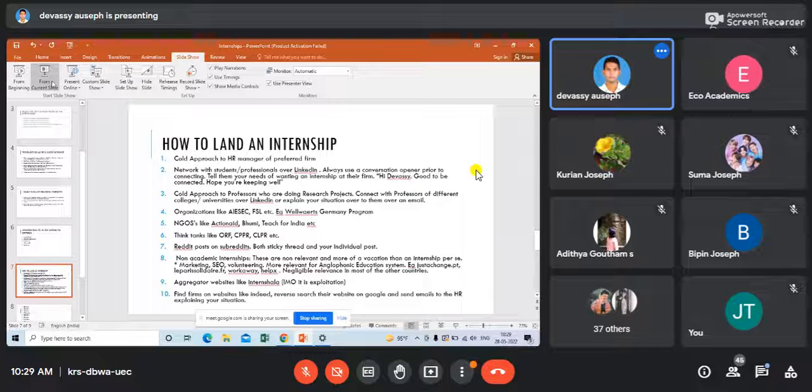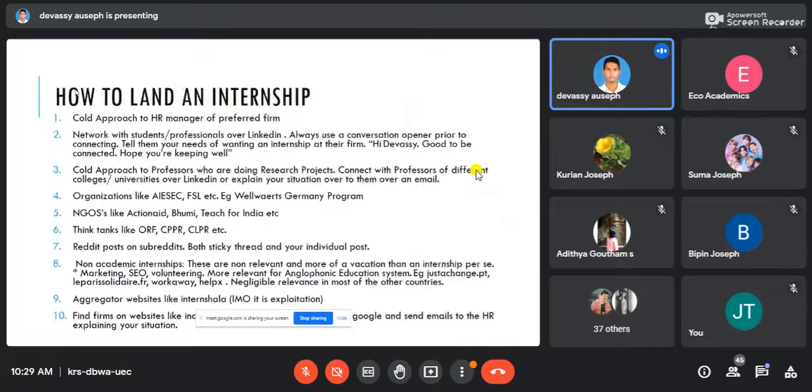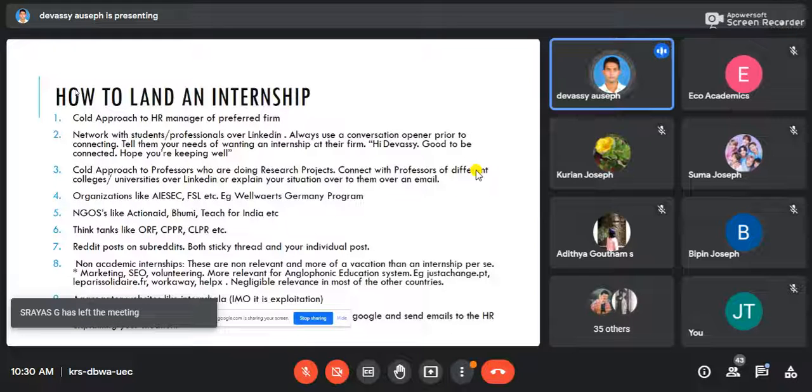Now, how to land an internship. There are several ways you can land an internship. I told you, as of now, you are at a disadvantage. And talking in economics terms, that is a sunk cost. You cannot do anything about it. We are not privileged enough to have a good syllabus. Those are our disadvantages. But objectively, what we can do is try to come out of it. We can fight this scenario.